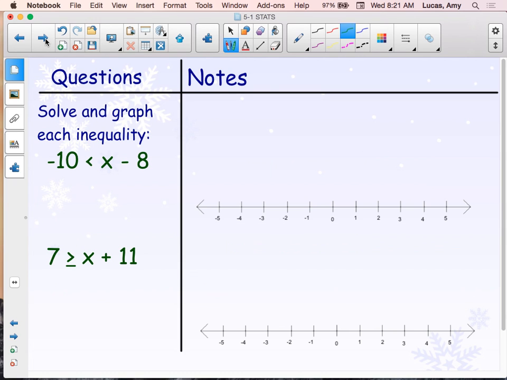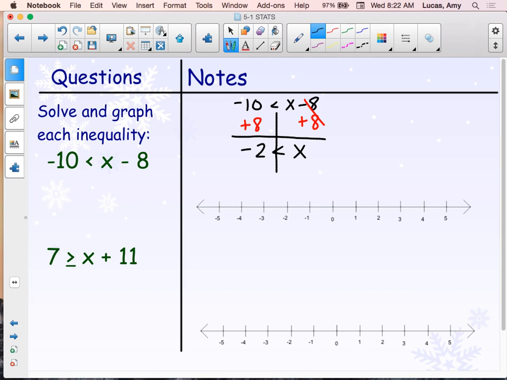On the next slide, you'll see we're going to start solving. So just like solving a linear equation, I am going to separate the 2 sides. I'm going to draw a line to separate the 2 sides of my inequality, just to make sure that my action step I'm doing once on each side. To get the x by itself, I need to add 8. -10 plus 8 is -2. So I have -2 is less than x.